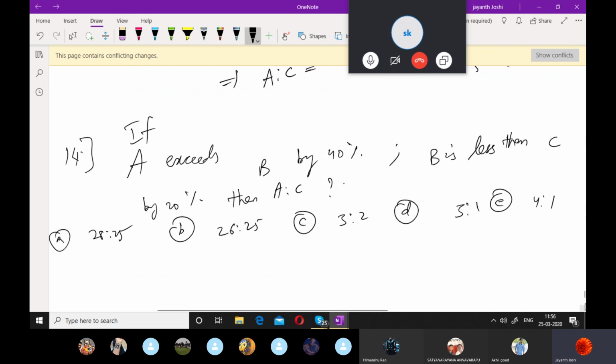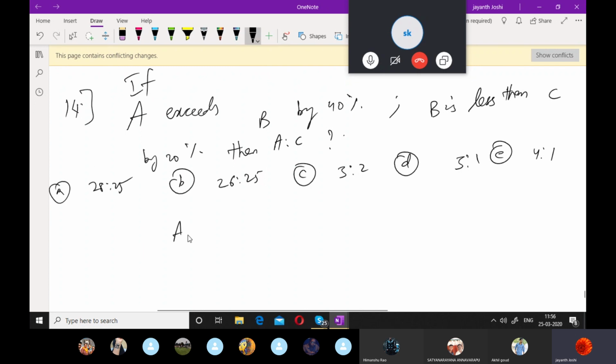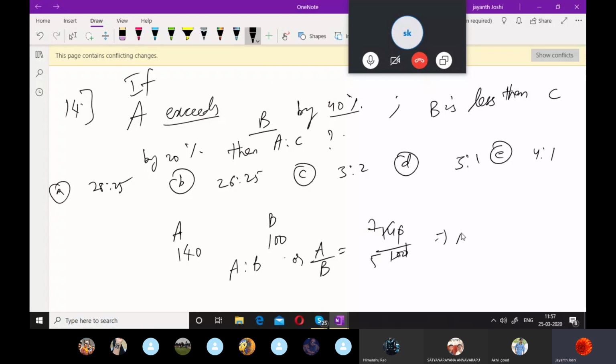So now how to do this? I have already explained you. A exceeds B by 40%. So B I am taking as 100, A becomes 140. So A by B is equal to 140 by 100, that is 7/5. A is equal to 7/5B, because we need to find out A is to C. So I got A value.